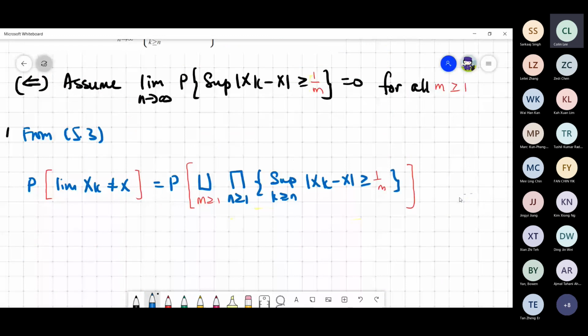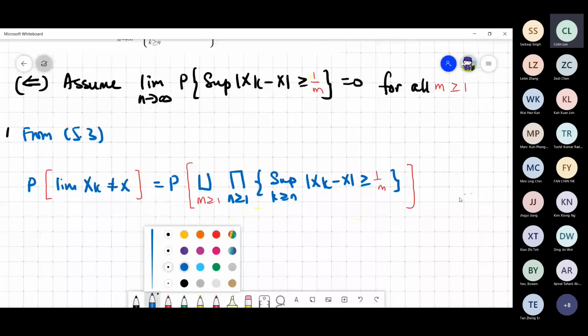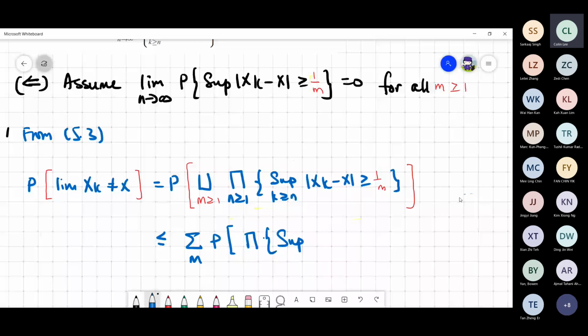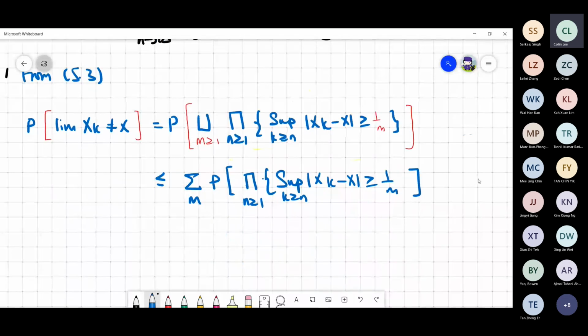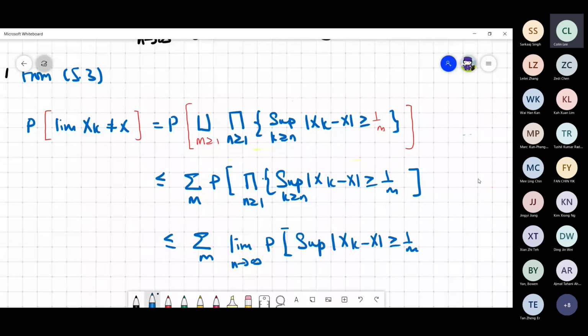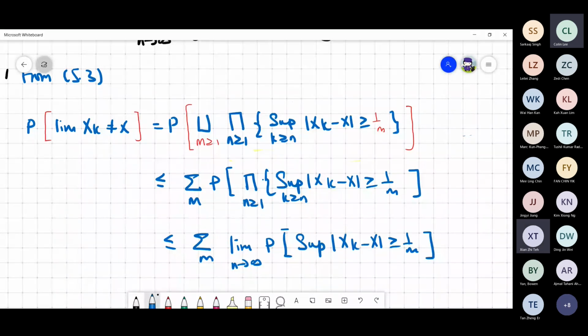And by using the Boole's rule, this is actually less than or equal to summing over all n the probability of this. Okay, so this is less than this. And like what we have explained just now, this is actually equal to the limit of P of the supremum of |xk minus x| equal to 1 over m. So this is what we have.